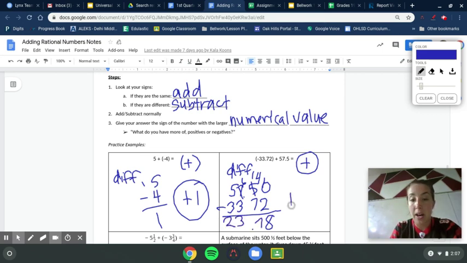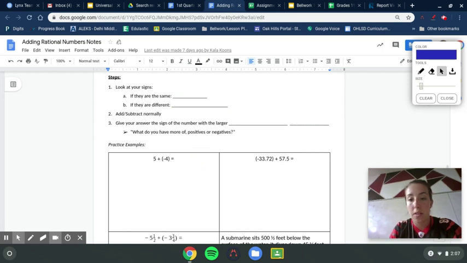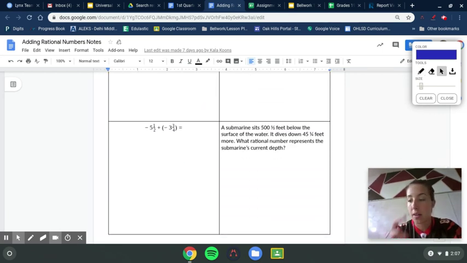So I get positive, because I have a bigger number of positive, 23.78. Okay, now I'm going to practice with a fraction and with a word problem underneath. So if I scroll down here, I'm going to show you 2 different ways to do the fraction. So I'm going to split this in half.